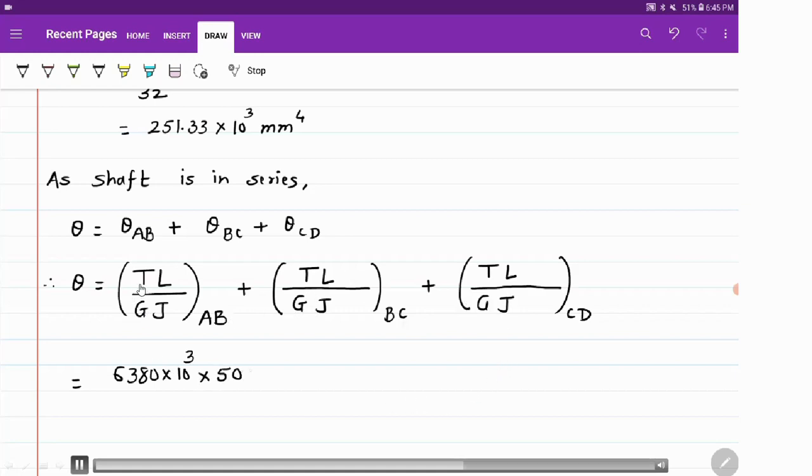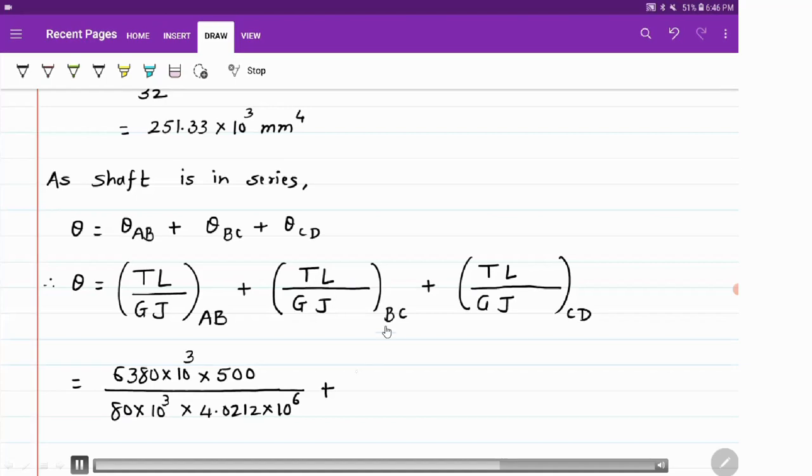Just substitute the value of torque. So torque AB is 6380 into 10 raised to 3. Length AB is 500. G is 80 GPa. So 80 into 10 raised to 3 MPa. So convert that value from GPa to MPa. And J we have just calculated as 4.0212 into 10 raised to 6.